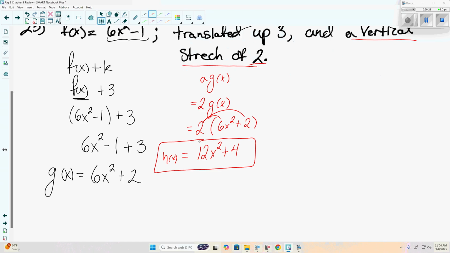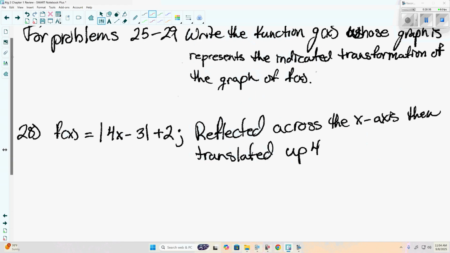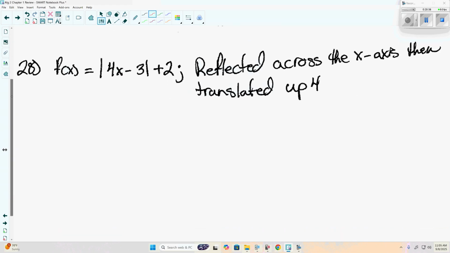No questions on 25? The other one I want to look at is 28. f of x equals the absolute value of 4x minus 3 plus 2. We have a reflection across the x-axis, then translated up 4.